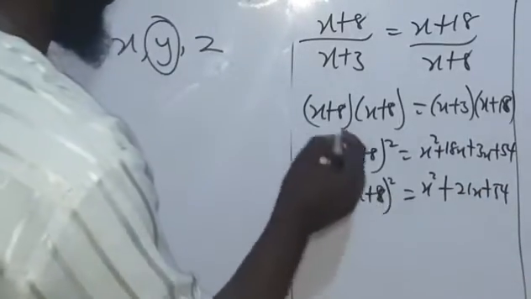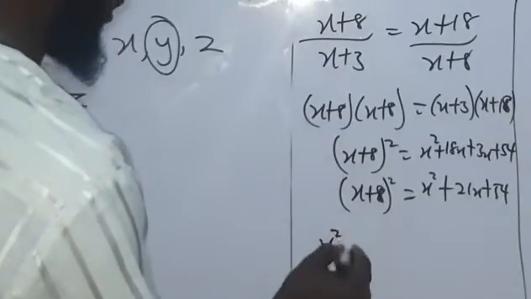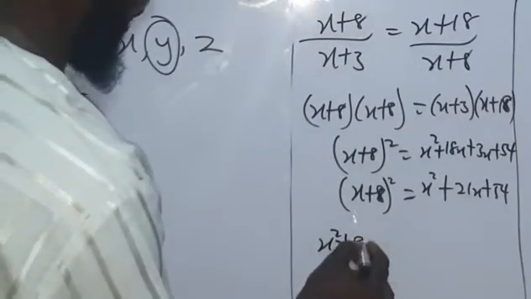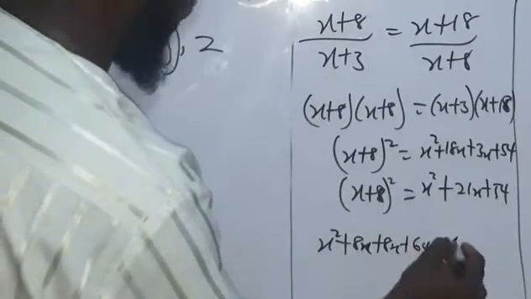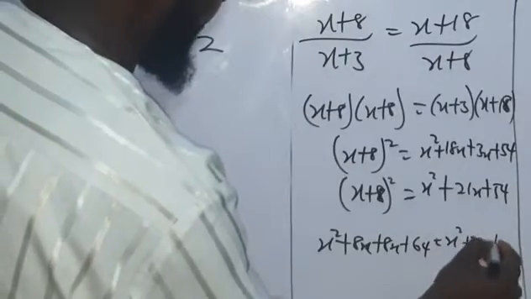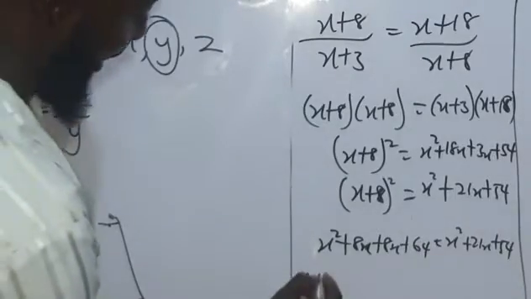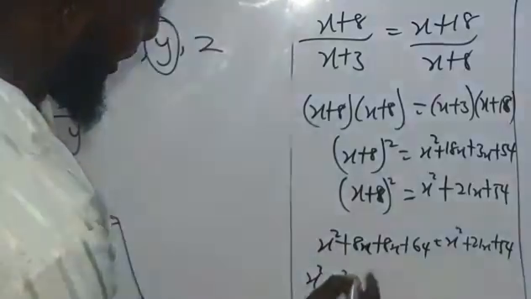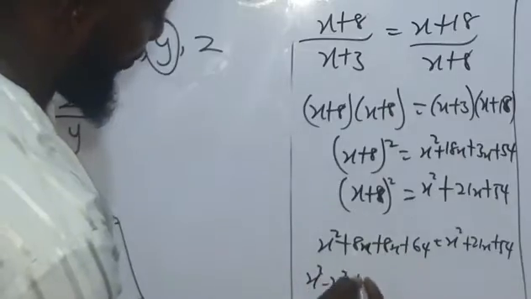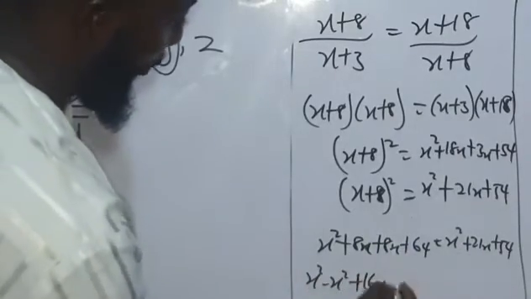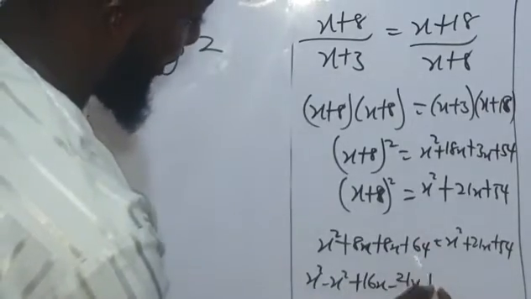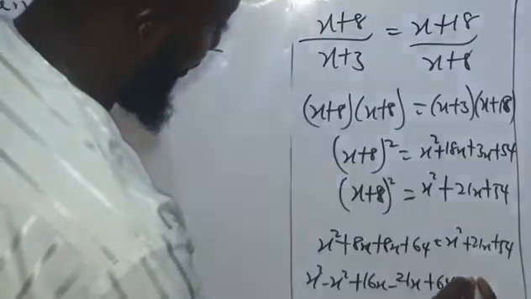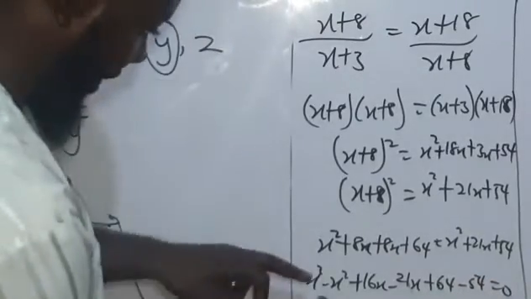Now let's expand this one. This gives us x squared plus 8x plus another 8x plus 64, equals x squared plus 21x plus 54. So we collect like terms. x squared minus x squared is 0. Then 16x minus 21x, and then plus 64 minus 54, equals 0.